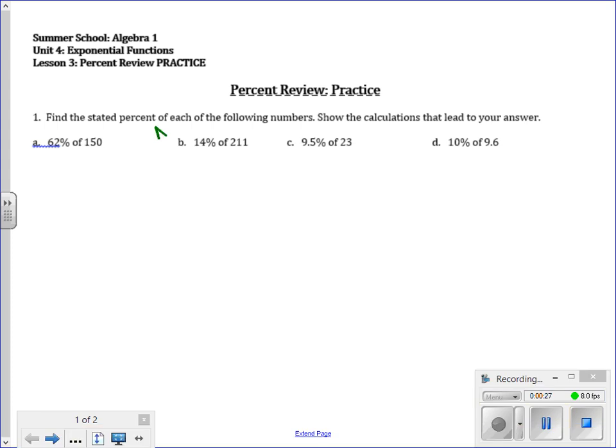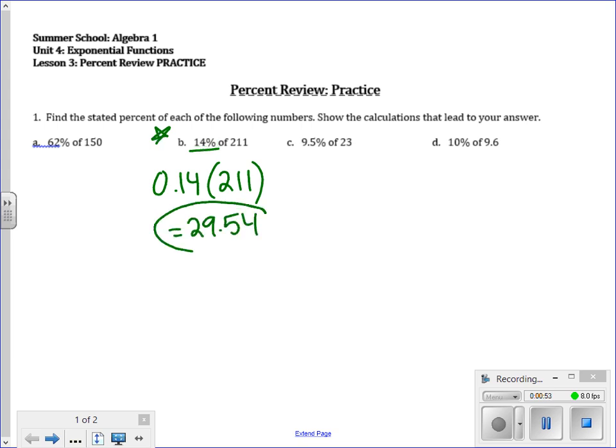Alright, so number 1B. What we're doing in number 1 is we are finding the stated percent of each of the following numbers. Show all calculations. So we're going to find 14% of 211. We talked about in the notes how we can find 14% and write it as a decimal. So 14% is 0.14, and we're going to multiply that by 211. So 0.14 times 211 equals 29.54. That is 14% of 211.